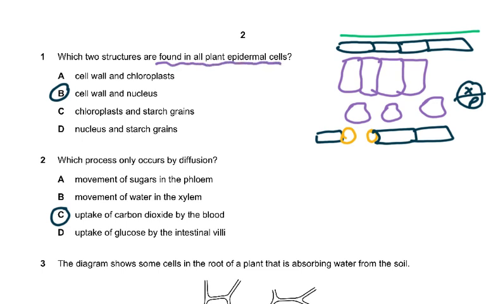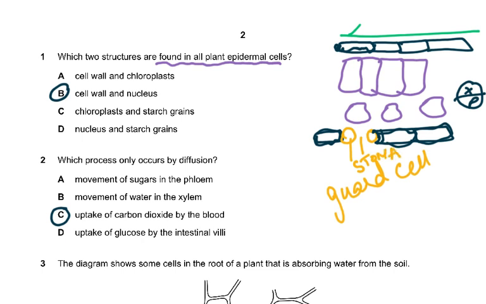Now you can see this is the cuticle, this is the upper epidermis, and this is the lower epidermis, and then we have the guard cells in them. So you can say the guard cells are part of the epidermis, and of course this opening is called the stoma, and together they are called the stomata.